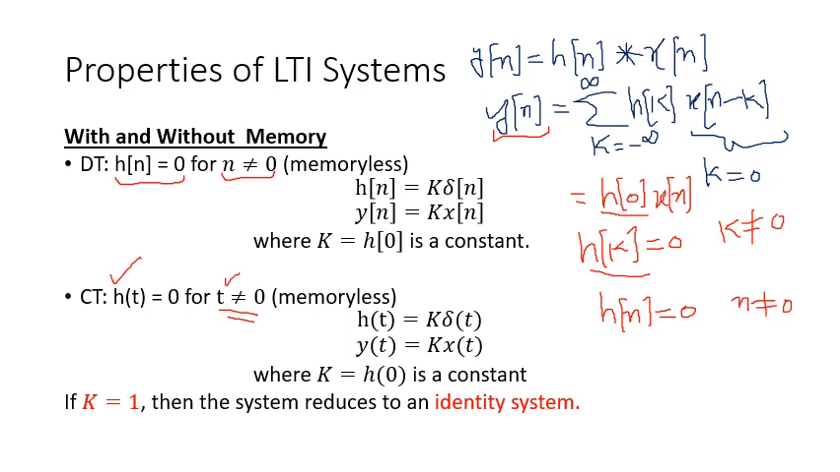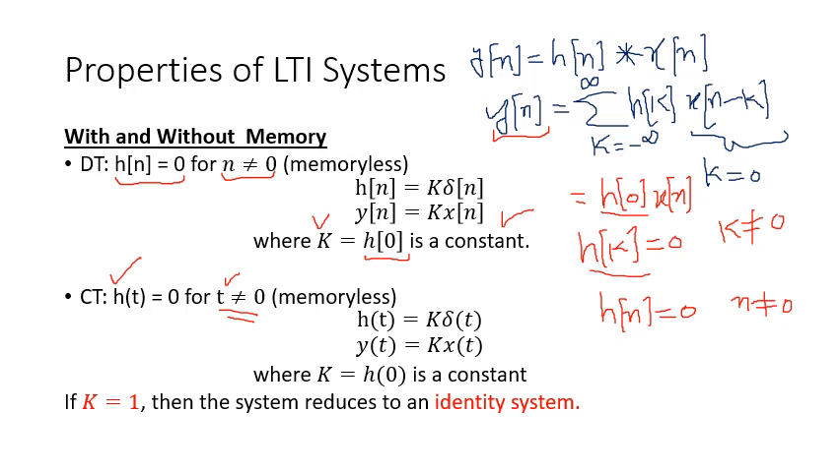So if we represent h of 0 by k, we can write that output equals k times the input. Such a system can be a scaling system. In case k equals 1, we can say that the system is an identity system. Whatever you give at the input, you get the same at the output. But if k is not equal to 1 and has some other value, it's just a scaling system, right? So that's the definition.